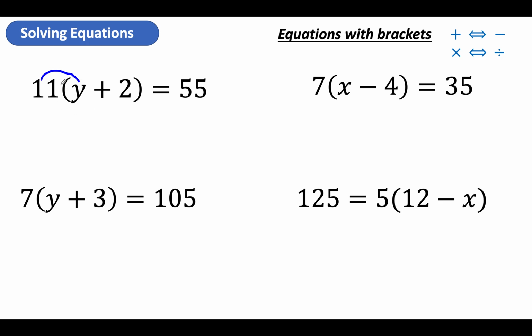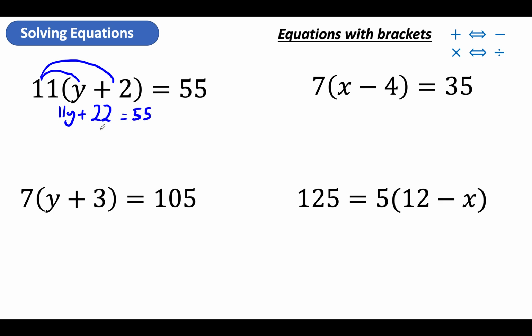All right, they've got brackets. Let's expand the brackets. 11y, or 11 times y rather, is 11y. Why did I put y's in these ones? I don't know. It doesn't really matter, because we can use any old letter we like because it's just a mystery number. 11 times the 2 is 22. So 22. And they're both positive, so that's positive. And that still equals 55.